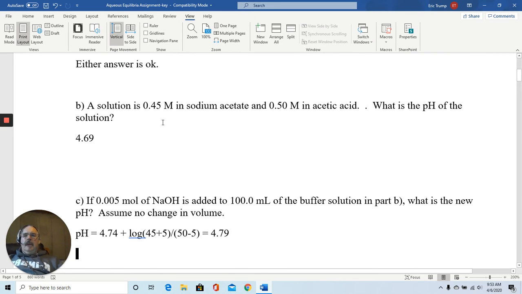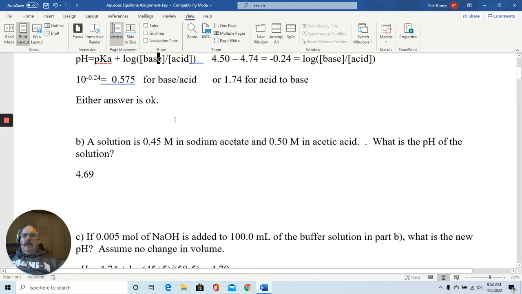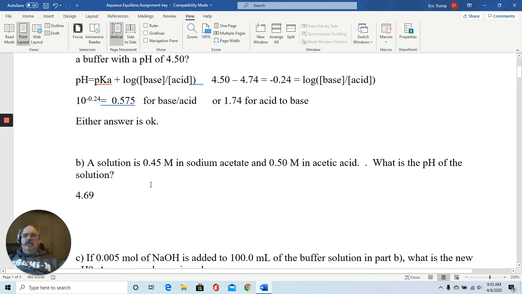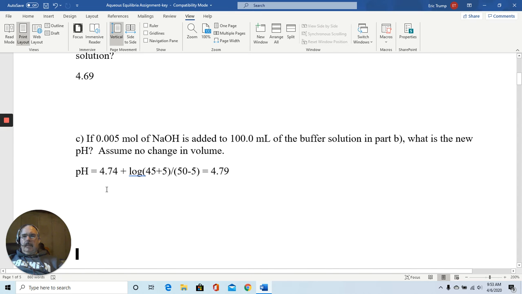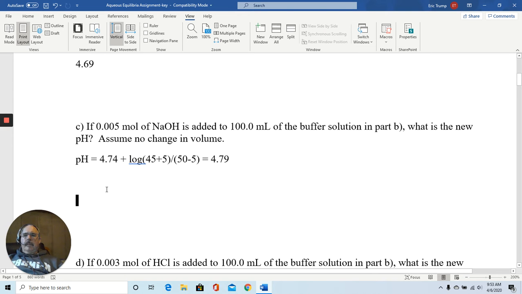Okay, part B, again, we used the buffer equation for that. And we would substitute 0.45 for the base, 0.5 for the acid. The pKa is the same. And then if we solve for the pH, it's 4.69. Okay, part C.